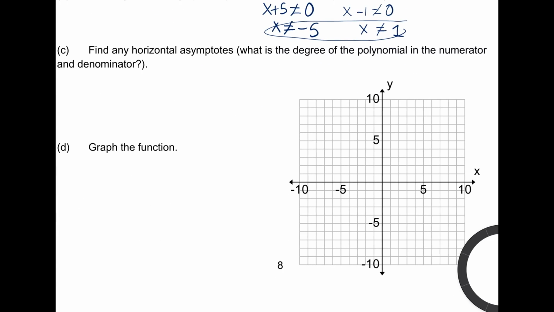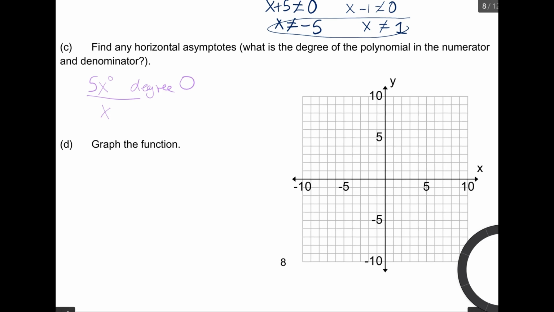So we want to find any horizontal asymptotes, aka what's the degree of the polynomial in the numerator and denominator. On top, I have literally a degree of 0, because it's 5. Literally, it's 5 times x to the 0. It's just 5 by itself. So that's a degree 0. And on the bottom, I have x squared, so that's a degree 2. If you have a higher degree on the bottom, what is my horizontal asymptote going to be?